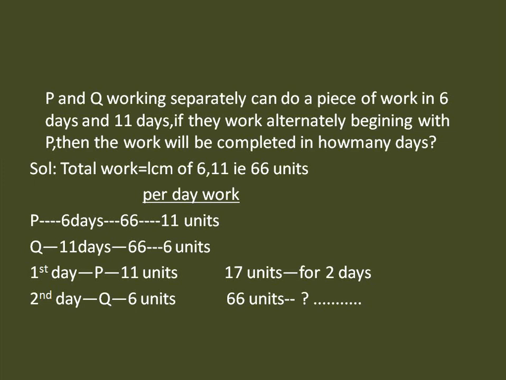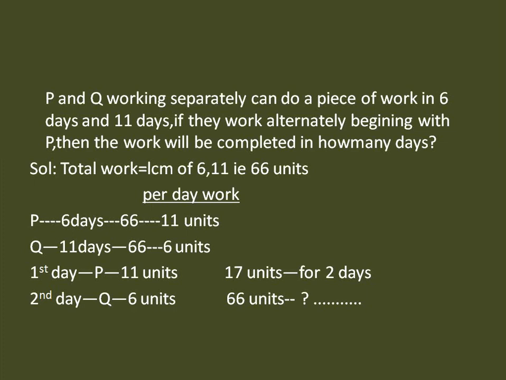So first we have to find per day work. P can do 66 units of work in 6 days. So in one day P can complete 11 units. Q also can complete 66 units in 11 days. So per day Q can complete 6 units. So for 2 days they can complete 17 units. What is the total work? 66 units. Just observe the relation between 17 and 66.